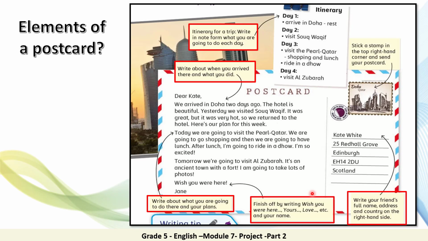Number 5, write your friend's full name, address, and country on the right-hand side, like you see here, the name and the address. After doing all of this, you have to stick a stamp in the top right-hand corner, this stamp, and send your postcard. These, my friends, are the features of a postcard. We are now fully aware of them. Time to write our own postcard.